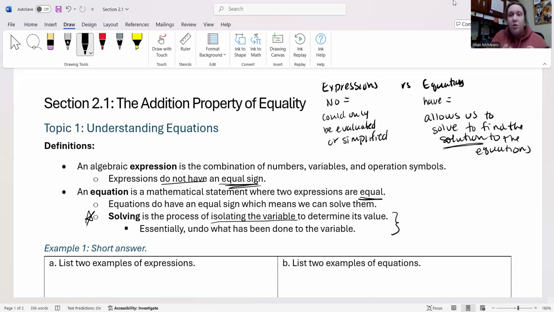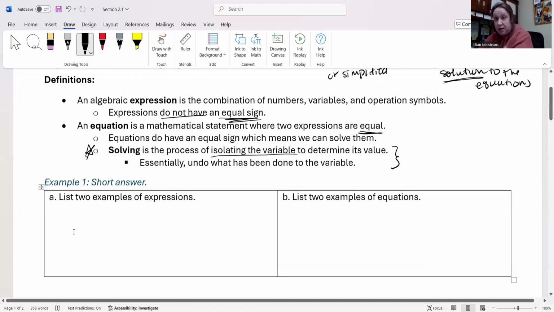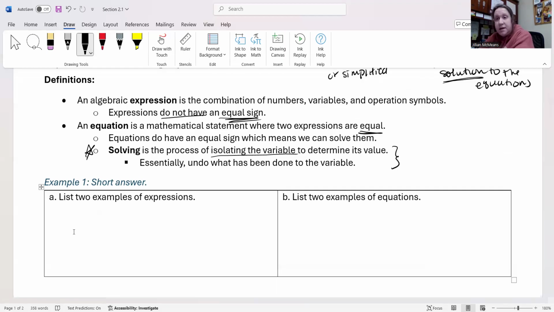Okay? So for example one, this is just short answer. We just want to make sure you really truly understand the difference between expressions and equations. So it says, list two examples of expressions. We could list examples of expressions from now until the end of the semester and never list them all. You're just listing any kind of combination of numbers, variables, and operation symbols. Just make sure you don't have an equal sign. So I could have something like 5x plus 7, x squared minus 9, 3 times x plus 4y. There are loads of different ways that we could represent an expression. Okay, just come up with two of them. Just make sure there's no equal sign.